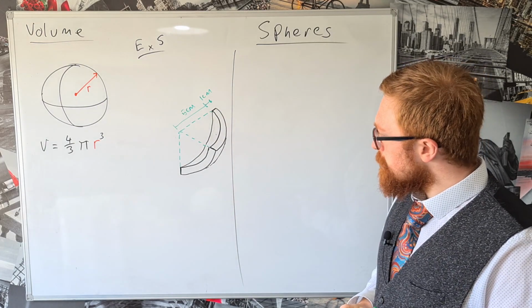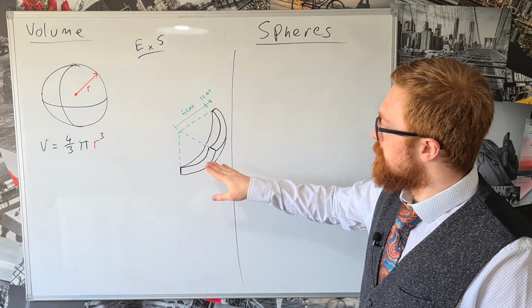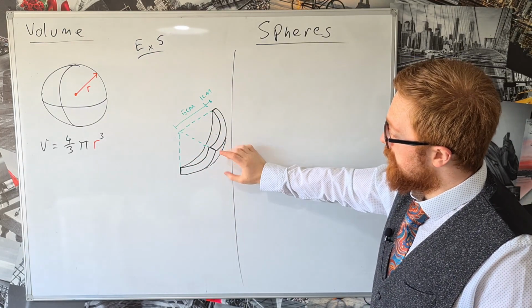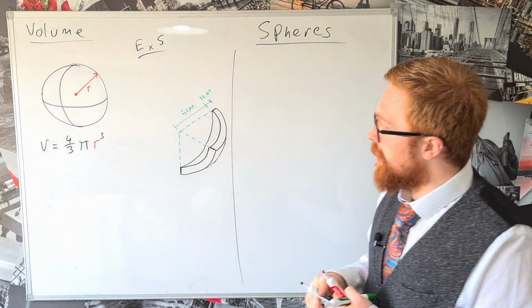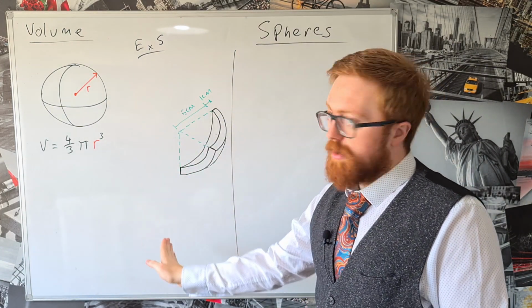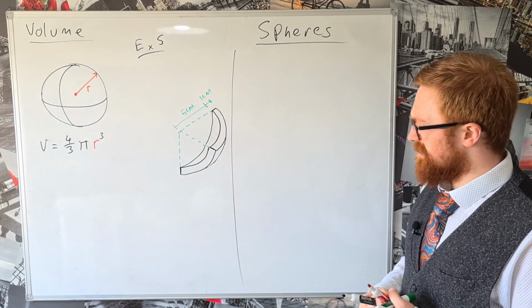And the shell isn't even a half sphere, it's not even a quarter of a sphere. This is an eighth of a sphere. If we take a sphere, chop it in half once, twice, 3 times, and that's an eighth.